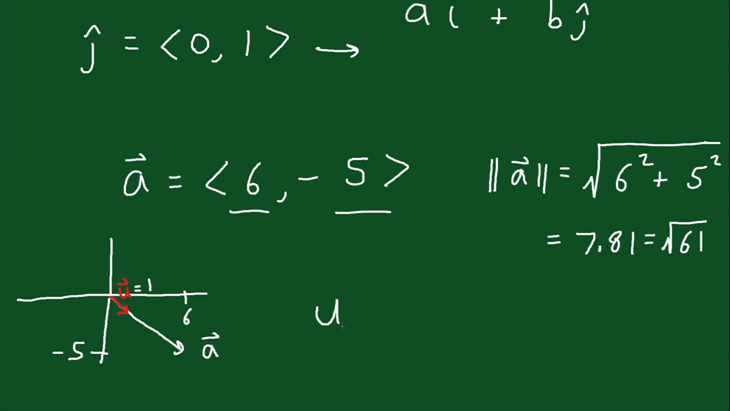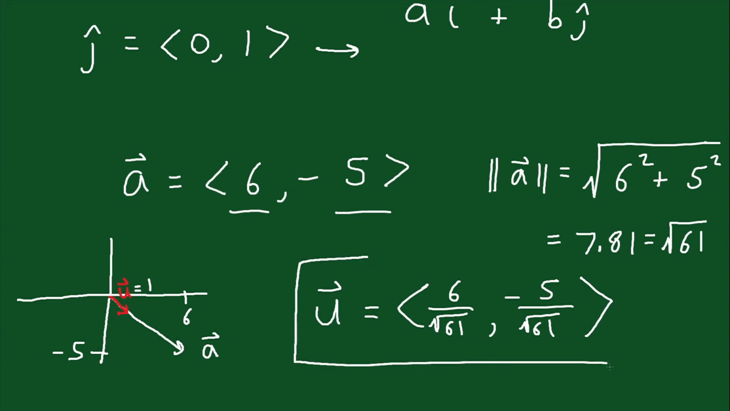So if I'm looking at the vector u, its x component is going to be this many times smaller than this x component. So for the x component, I can simply say 6 over the square root of 61. I can divide it. That will make this x component a lot smaller. Same is true for the y component. I can say negative 5 over the square root of 61, just like this. So this will be my unit vector.